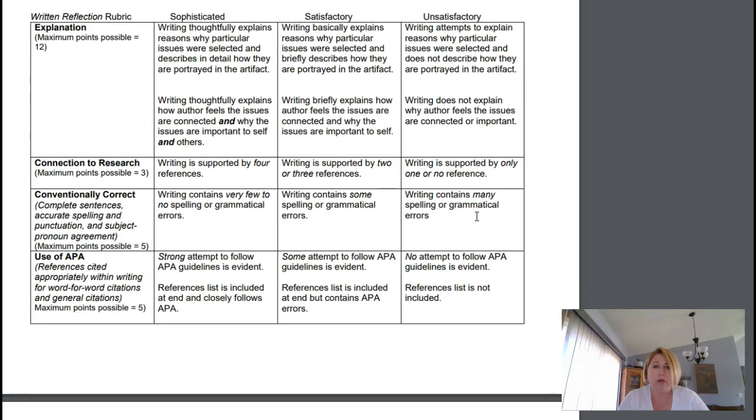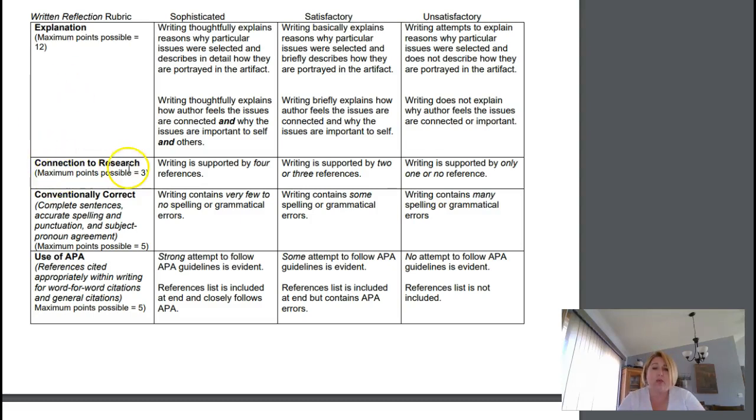All right, let's look at the written reflection part just a little bit. It looks very similar, using that same range of sophisticated, satisfactory, and unsatisfactory. Under the explanation, there's a maximum of 12 points. Under sophisticated, I'm looking for your writing to thoughtfully explain the reasons why you selected those issues and describe in detail how they're portrayed in the artifact. Sometimes students miss this part about describing how they're portrayed in the artifact. I will be looking for this. Then I want you to carefully explain how you feel the issues are connected and explain why they're important to you and to others. Again, I will look for all of these things specifically.